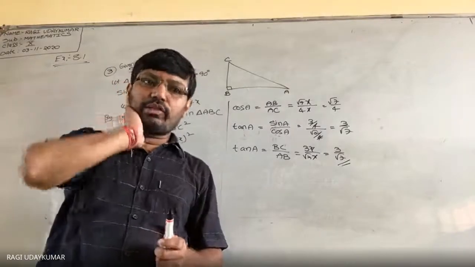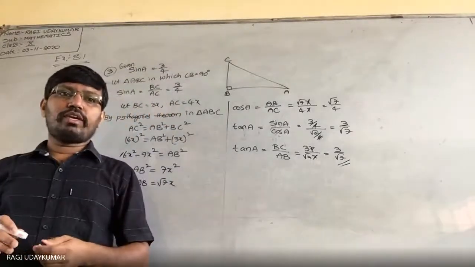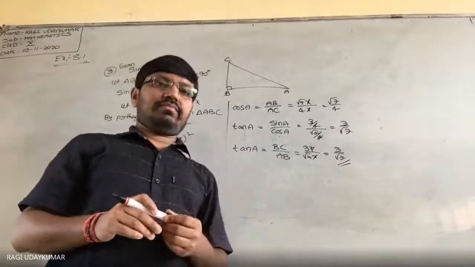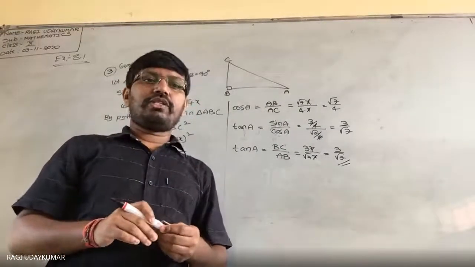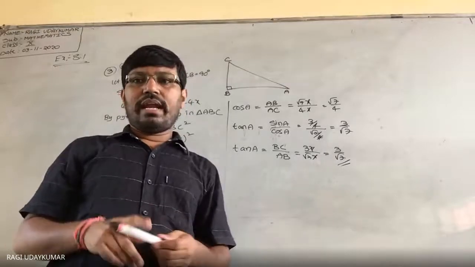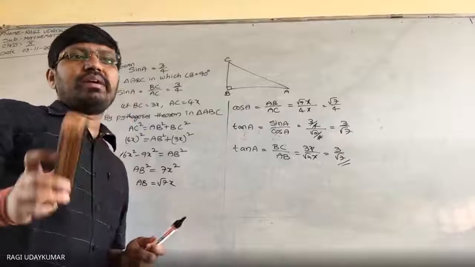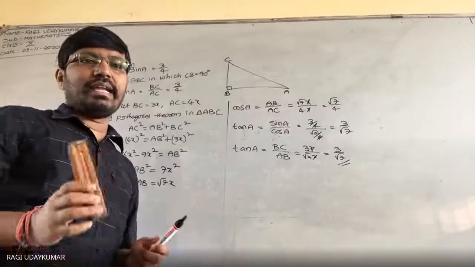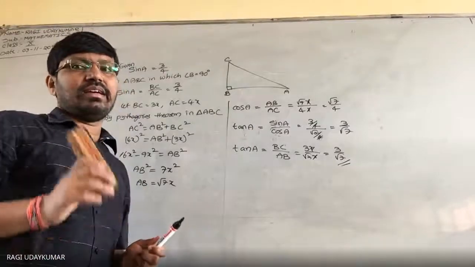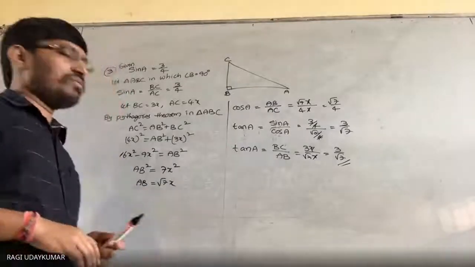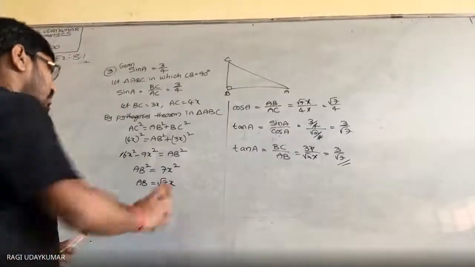Okay? Sixth problem: angle A and angle B are two acute angles such that cos A is equal to cos B. Show that angle A is equal to angle B. Whenever this problem is taken into consideration, A and B are two acute angles, cos A is equal to cos B is given, and angle A is equal to angle B you need to prove. Most of the students will make a mistake in this problem.